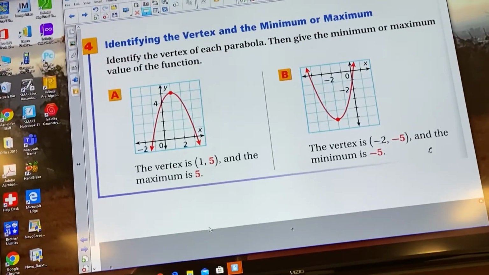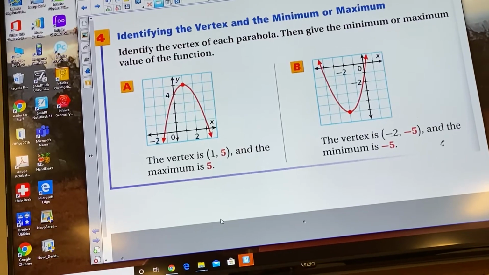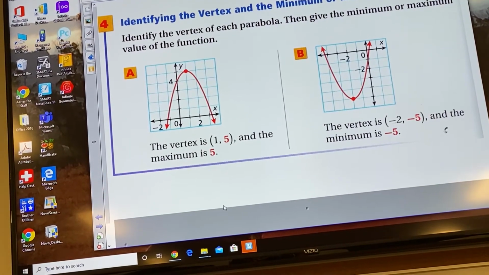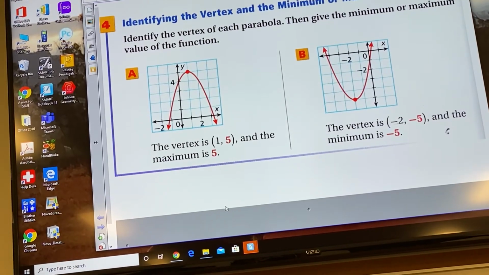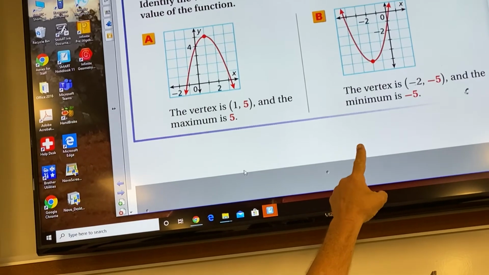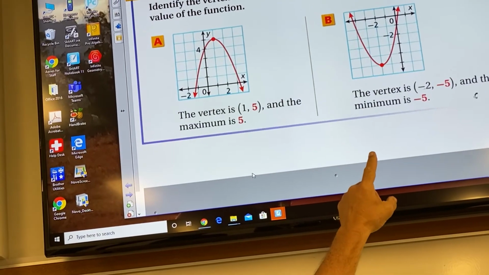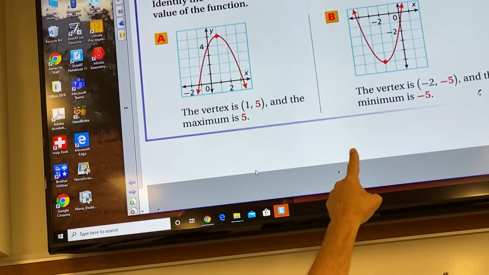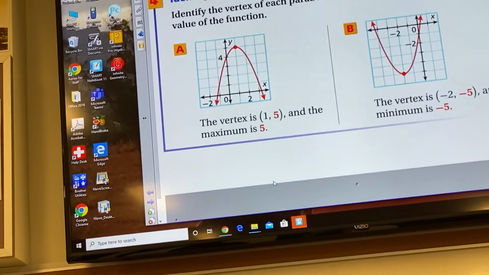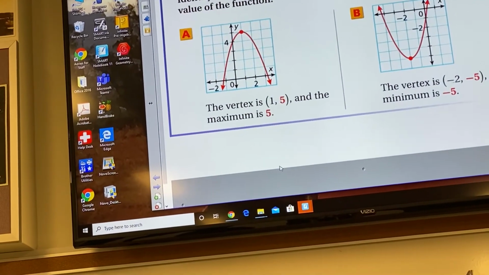Okay. So look at the first one. The vertex is 1, 5, and it opens down, so it has a maximum of 5 at the vertex of 1, 5. Look at this one. The vertex on this one is -2 over in the x direction, down 1, 2, 3, 4, 5. -2, -5 is the vertex, and it opens upwards, so it's a minimum value of -5.